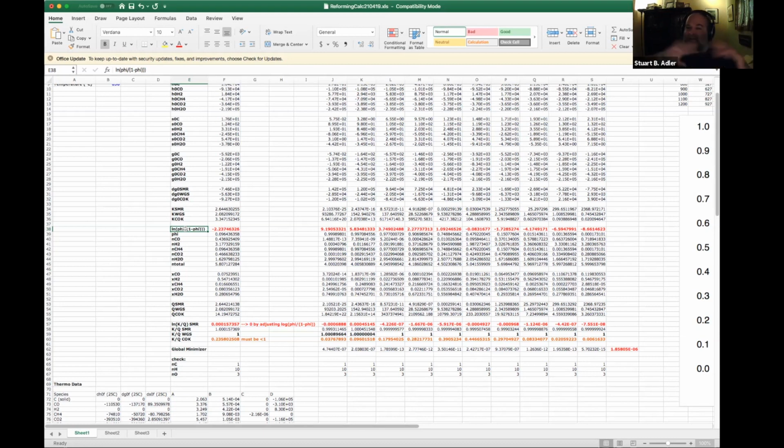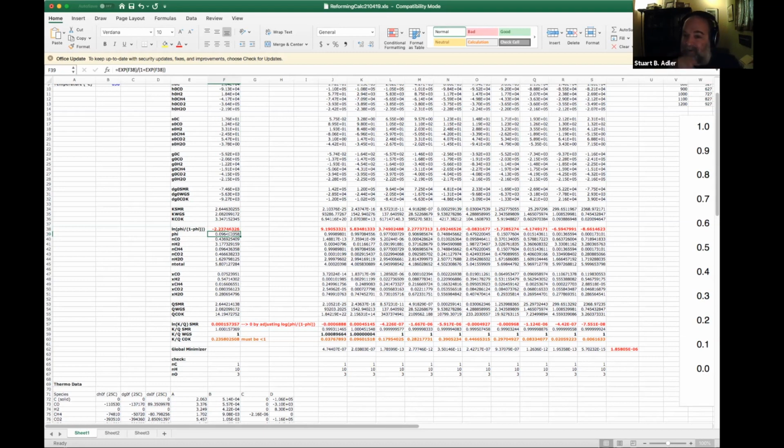So now it doesn't matter. You can guess anything, positive or negative, at any magnitude, and it will still calculate a value of phi, which is in the range 0 to 1. You pose a value of log phi over 1 minus phi. It calculates phi. So in this case, it looks like 9% of the possible amount of methane.